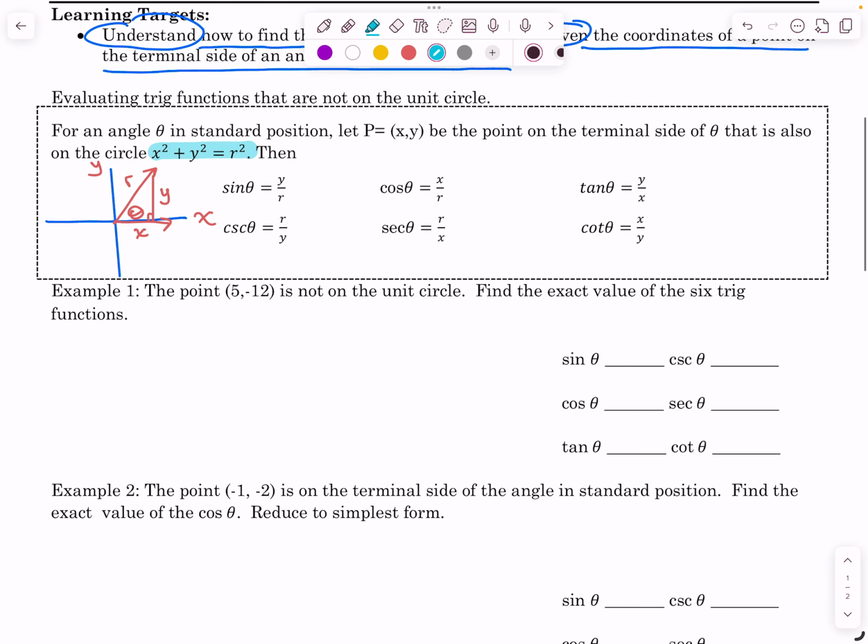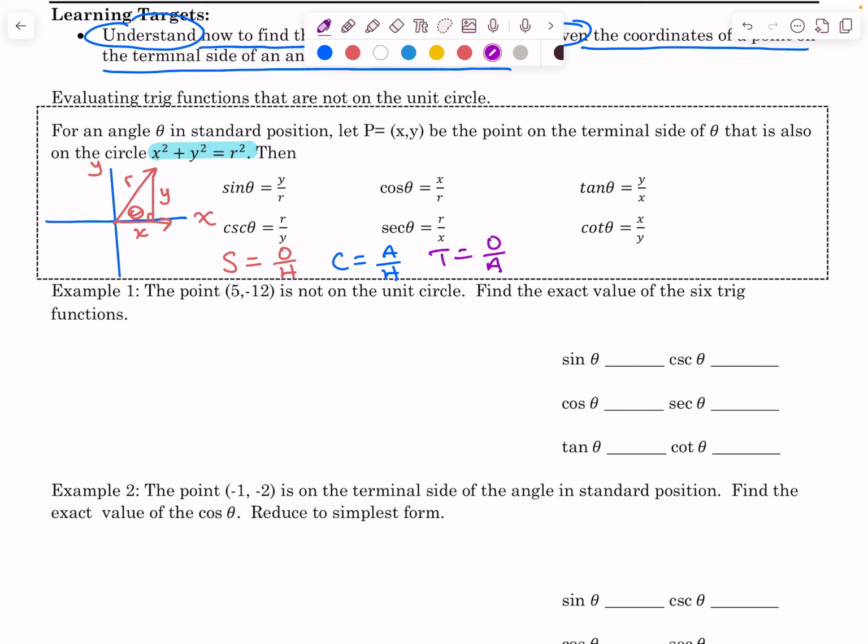And we're going to use SOHCAHTOA, so we'll write that down as well. And then, of course, know our reciprocal functions. So remember, sine is opposite over hypotenuse. Our cosine is adjacent over hypotenuse. And our tangent is opposite over adjacent. Okay, so we will just do a couple examples.